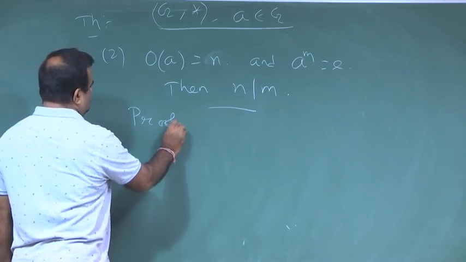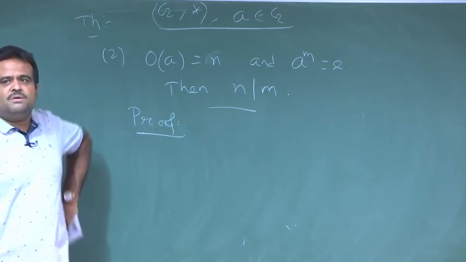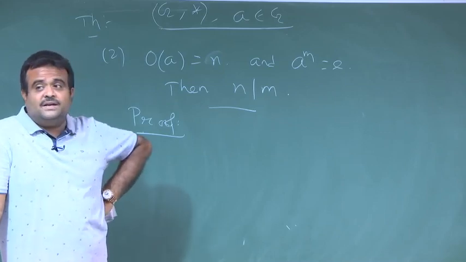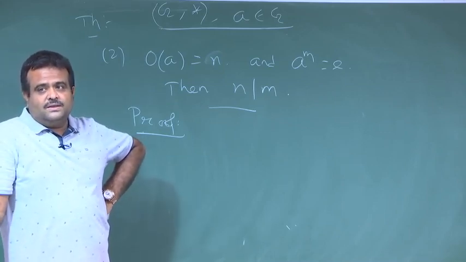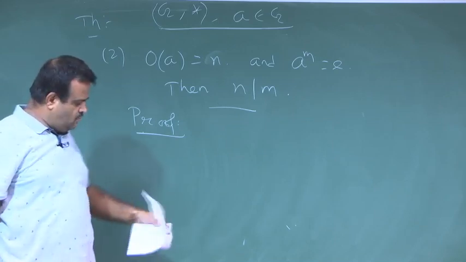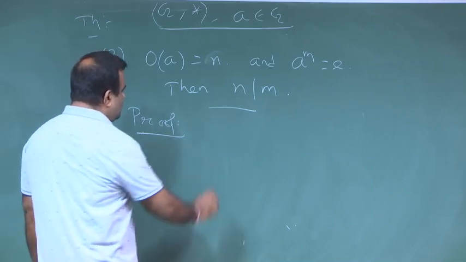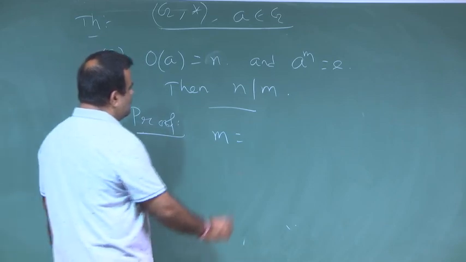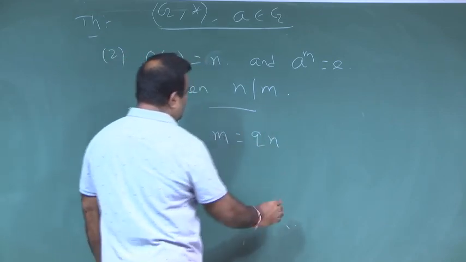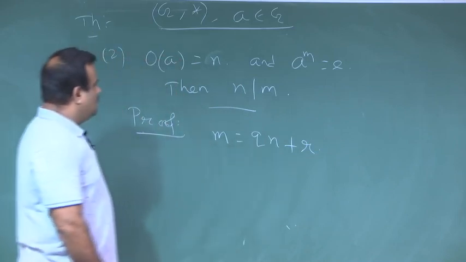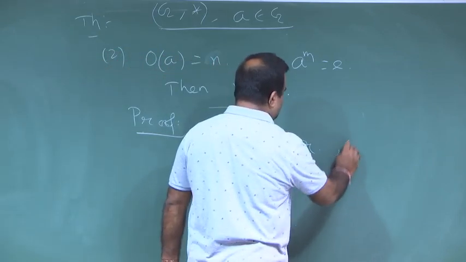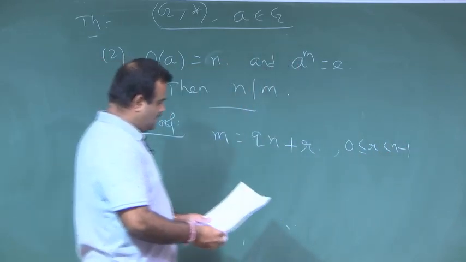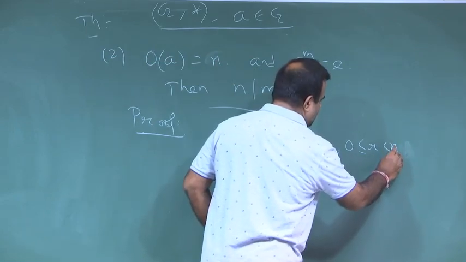Intuitively, this is because n is the minimum integer such that a to the power n is e. So, if any other integer m gives e, then n must divide this. So, how to prove this? If we divide m by n, then m can be written as q n plus r, where r is the remainder, 0 less than or equal to r less than n.